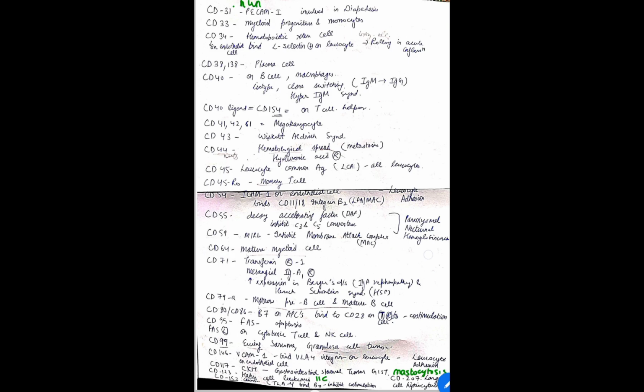So those are all the important markers. And one is CD56, that is in Merkel cell carcinoma. So those are all the important markers summed up in one place.